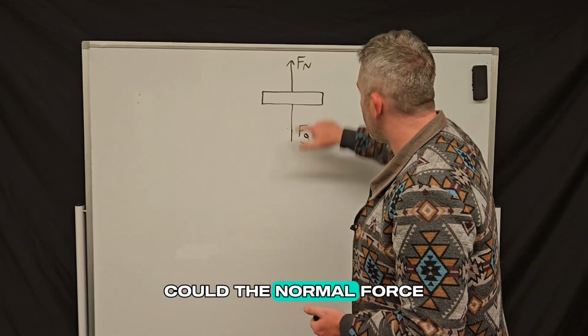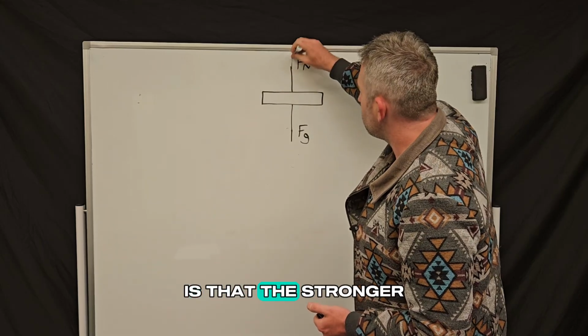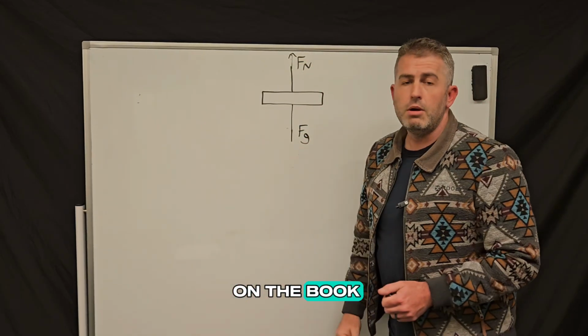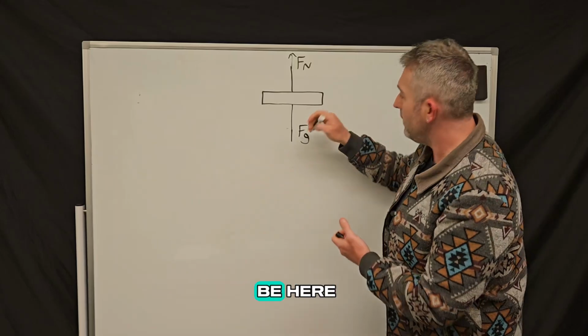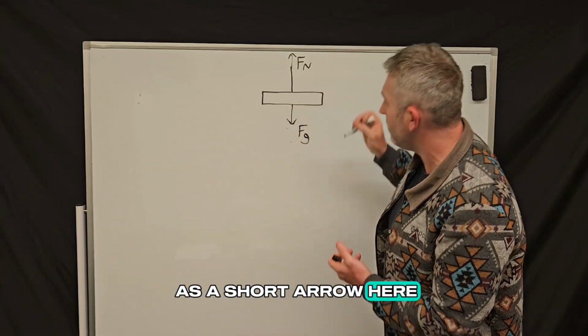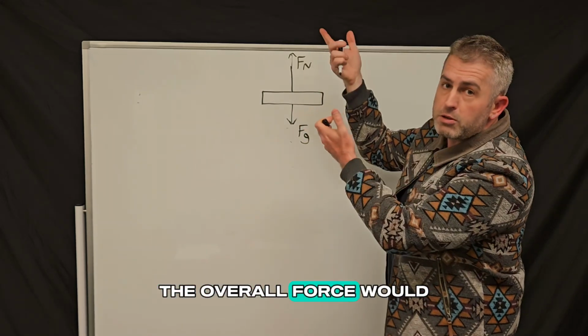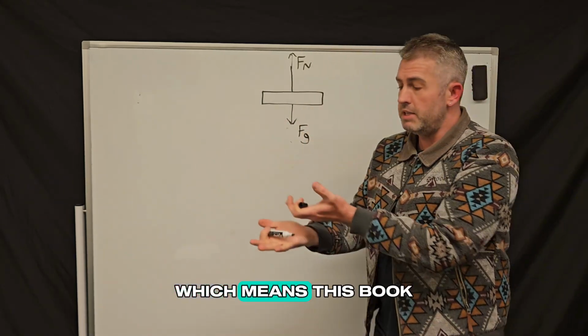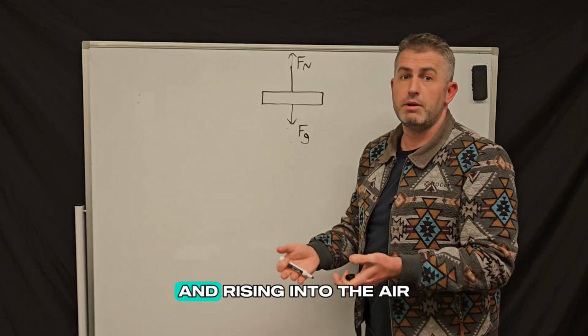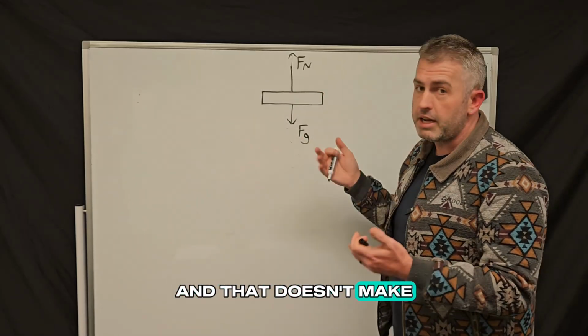Well, could the normal force be stronger? Is that the stronger force, me pushing up on the book? Well, that can't be right either, because then, let me draw this as a short arrow here, if the upward force is stronger than the downward force, the overall force would be in the upward direction, which means this book would start accelerating up and rising into the air. And that doesn't make any sense.